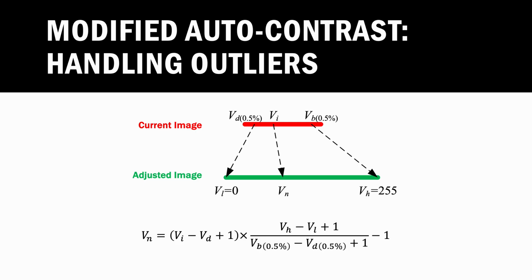To overcome this issue, we modify the method. Instead of using the absolute minimum and maximum pixel values, we look at the distribution of all pixels. Then we ignore the bottom 0.5% and the top 0.5%. The pixel value at the bottom threshold becomes the new minimum, and the value at the top threshold becomes the new maximum. By trimming just a tiny fraction of the pixels at both ends, we prevent outliers from controlling the entire adjustment. This ensures that the majority of the image benefits from the contrast enhancement, while still covering the full intensity spectrum in a more reliable way.